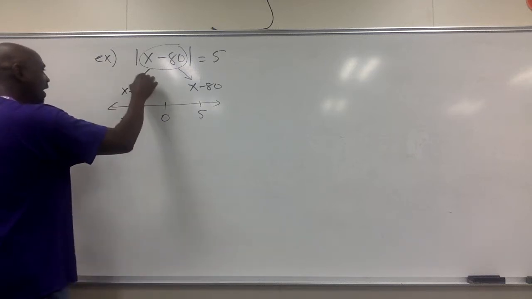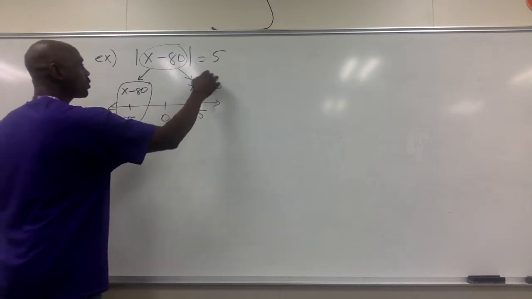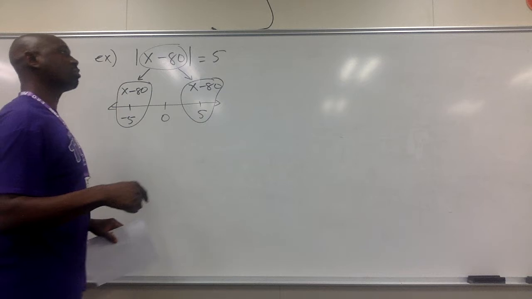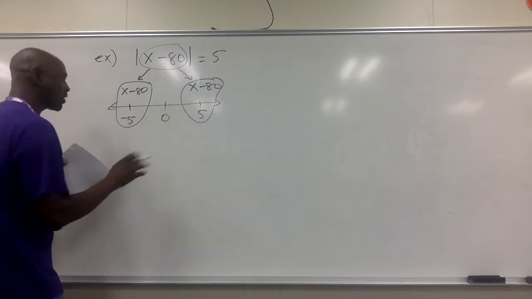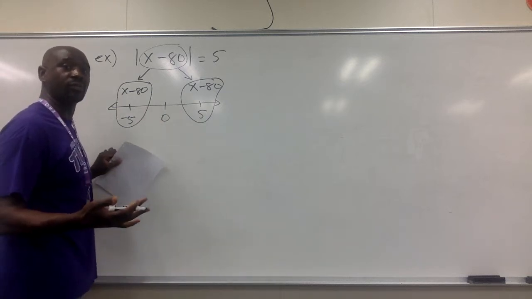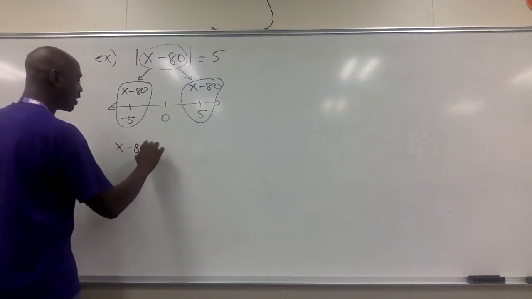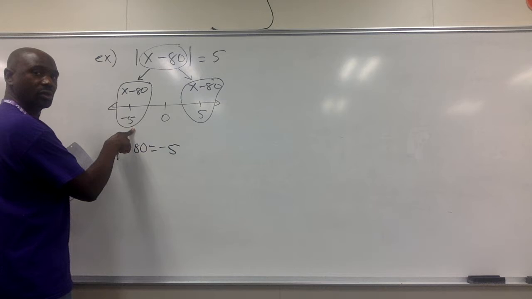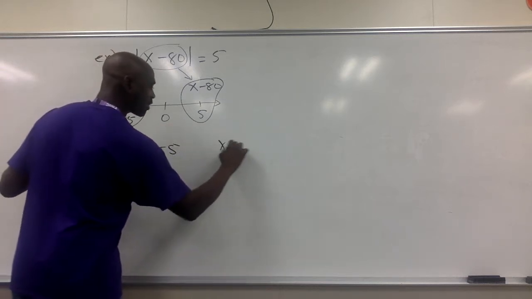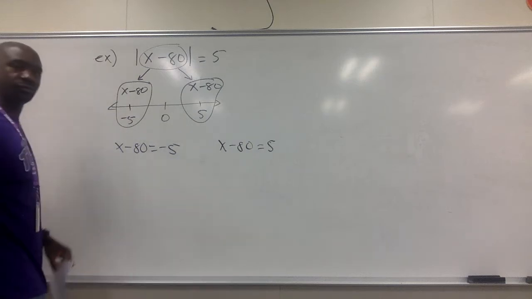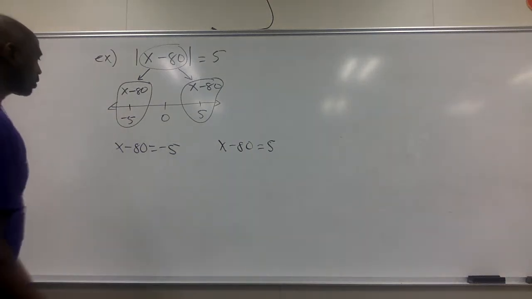And so in reality, I have two scenarios, two equations. And if you remember from the other perspective, we ended up with two possibilities when we started talking about the distance from 0. So I can write two equations. x minus 80 is equal to negative 5. That's this one. And then I can write this one. x minus 80 is equal to positive 5. So I have two solutions possibly here.